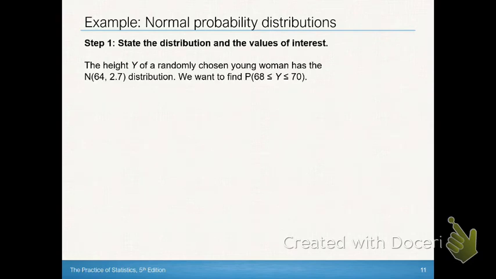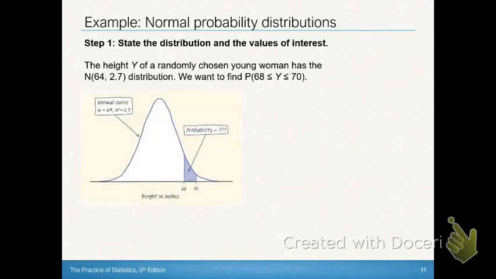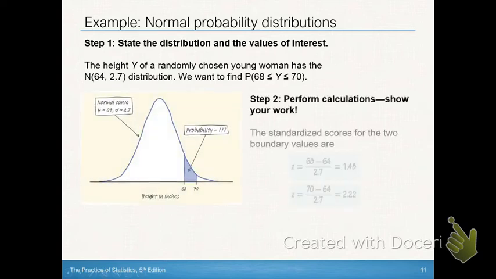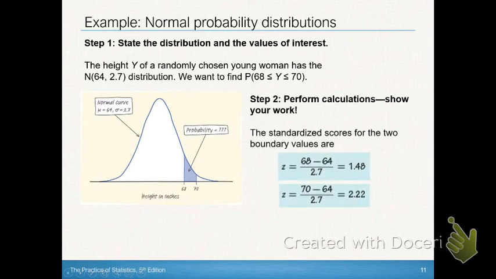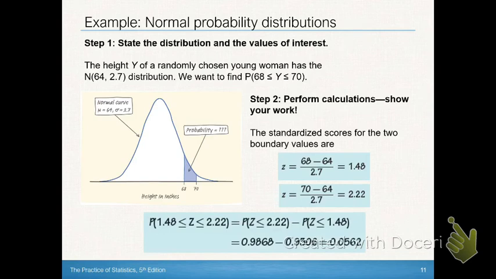And then we can either do this by hand using z-scores and table A, or we can use our calculator. So let's start with using our z-scores. If we're going to use our z-scores, we would turn each of the endpoints of our interval, the 68 and the 70, into z-scores. We'd go over to table A, and we'd find the probability of getting a z-score less than or equal to each of those values, and we take the larger one minus the smaller one to get what we were looking for.